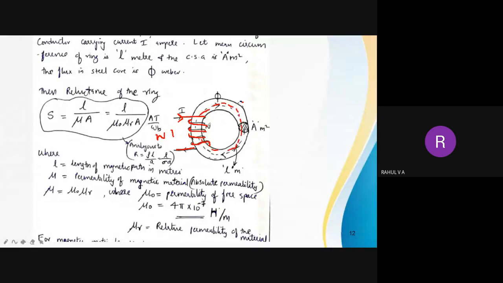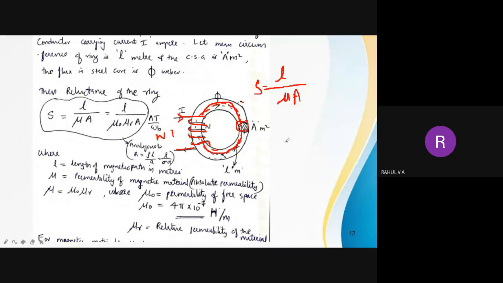So the reluctance is equal to L divided by mu A. L is nothing but this circumference length, from here to here, the perimeter of this ring, and A is the area of cross section of this material. So S is equal to L divided by mu A. That is the equation.